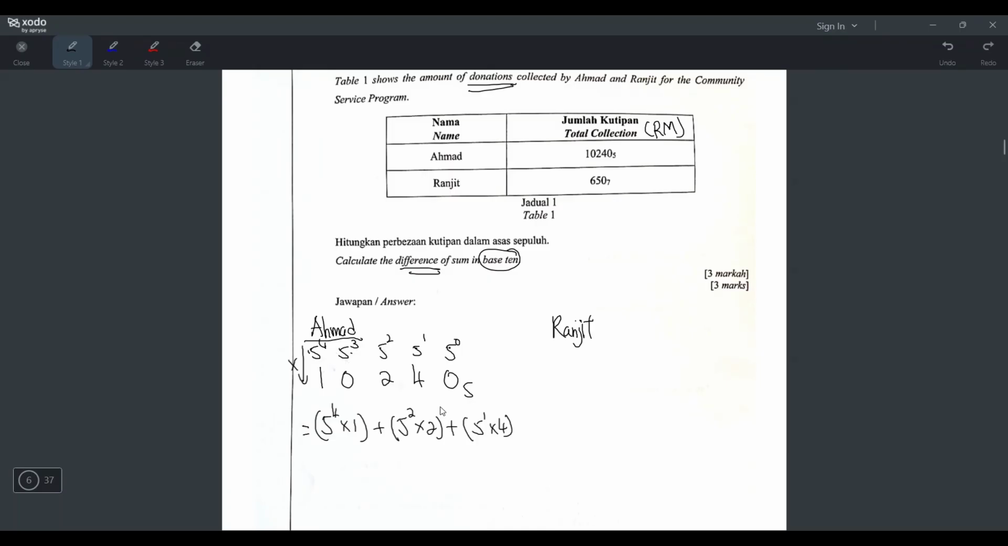But I know anything times 0 is 0, right? So I'm not going to write the 0. If you want to write, you can write also. Then you write 0. But when you plus 0, nothing happens. That's why I don't want to write it.